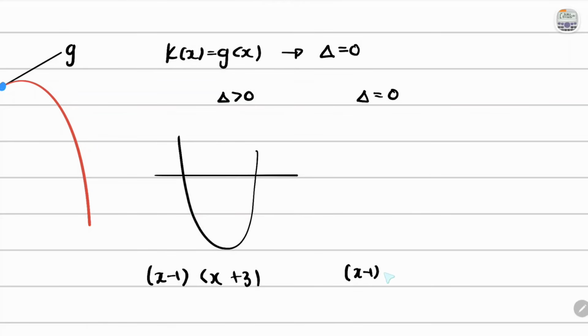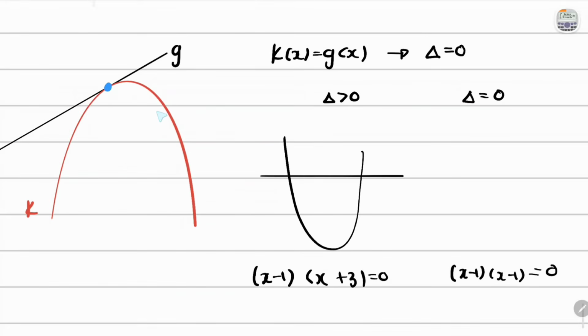So it's something like x minus 1 and x minus 1. Do you see that these are actually the exact same numbers? So you end up with one root. And that's what we're trying to do. We're going to equate these two graphs and then ensure that the discriminant is equal to 0. And that would ensure that they intersect at one point only.